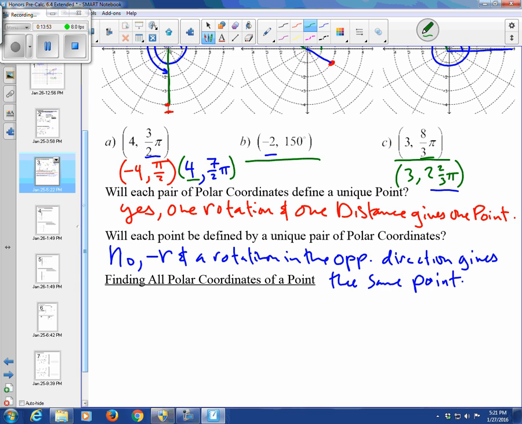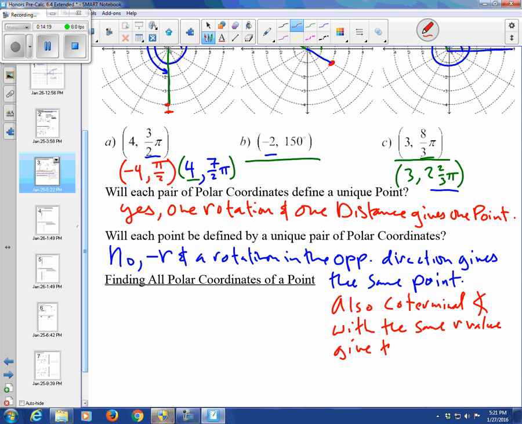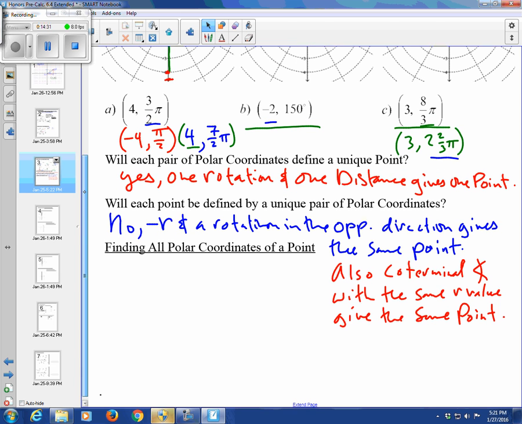So also, coterminal angles with the same r value give the same point. So right here, we basically talked about 2 different ways we can get polar coordinates to define the same point.